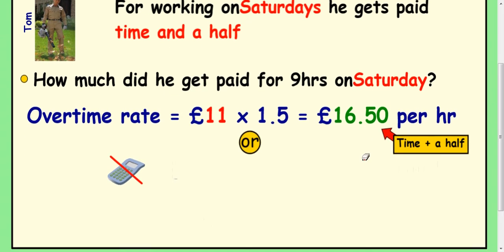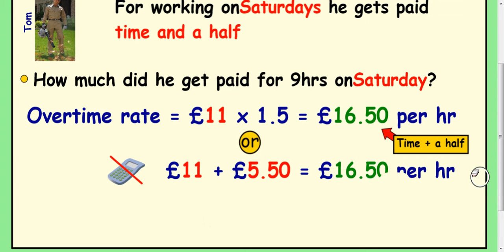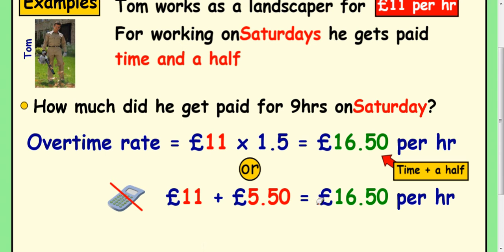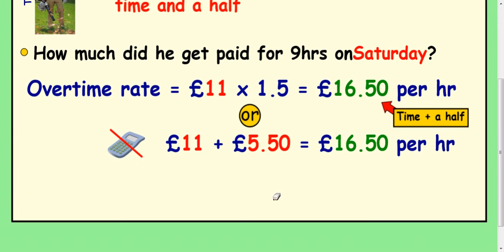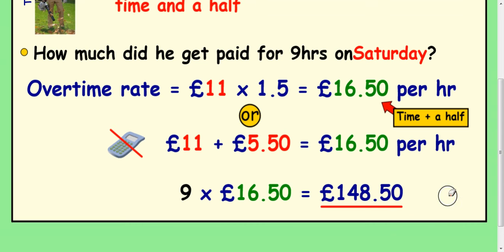Now if you didn't have a calculator, what you could do is just get your £11 and add on a half of 11, which is £5.50, and that gets your hourly rate if there was no calculator there. Okay, so he's getting £16.50 every hour, and he's working for 9 hours, so if you times that by 9, you'll get your answer.